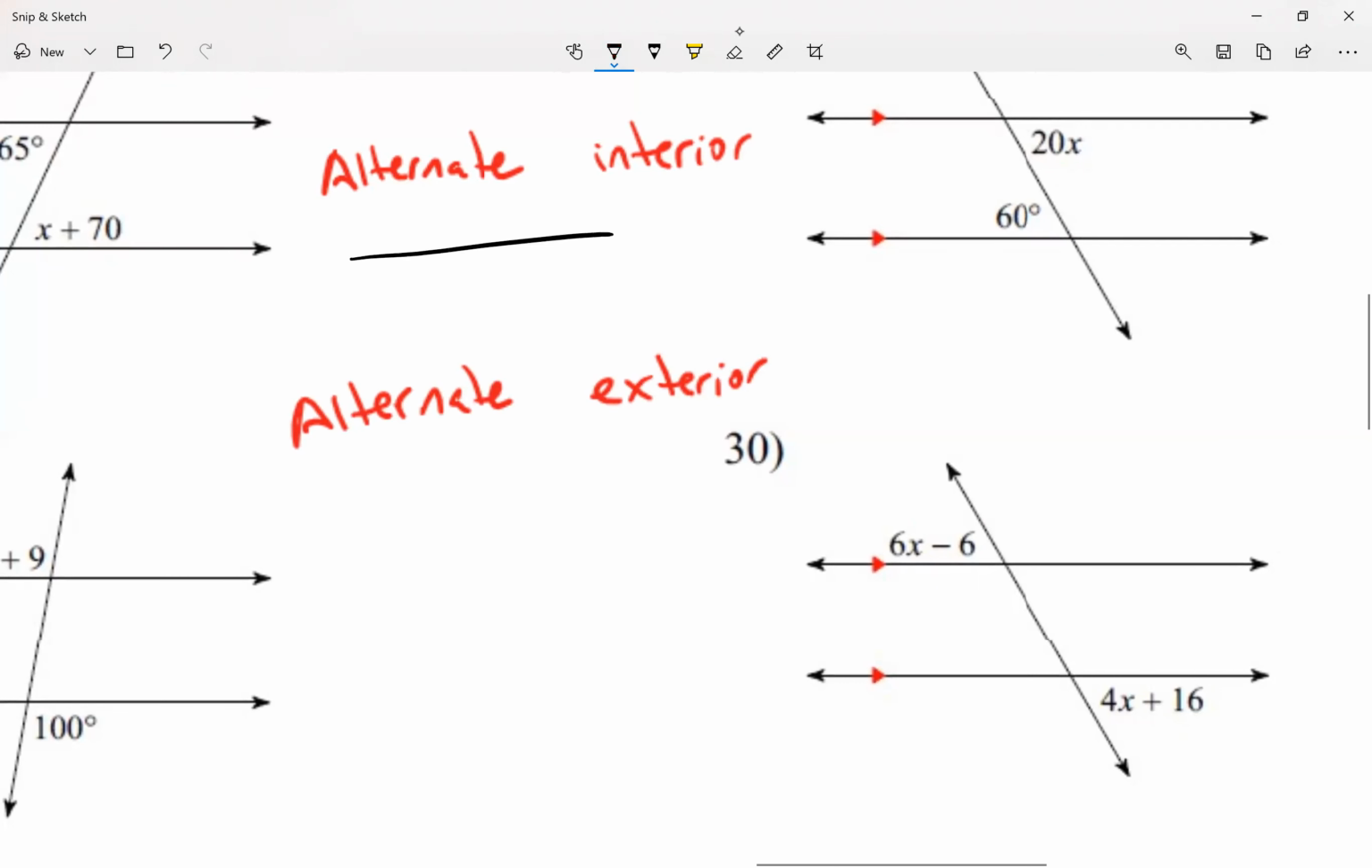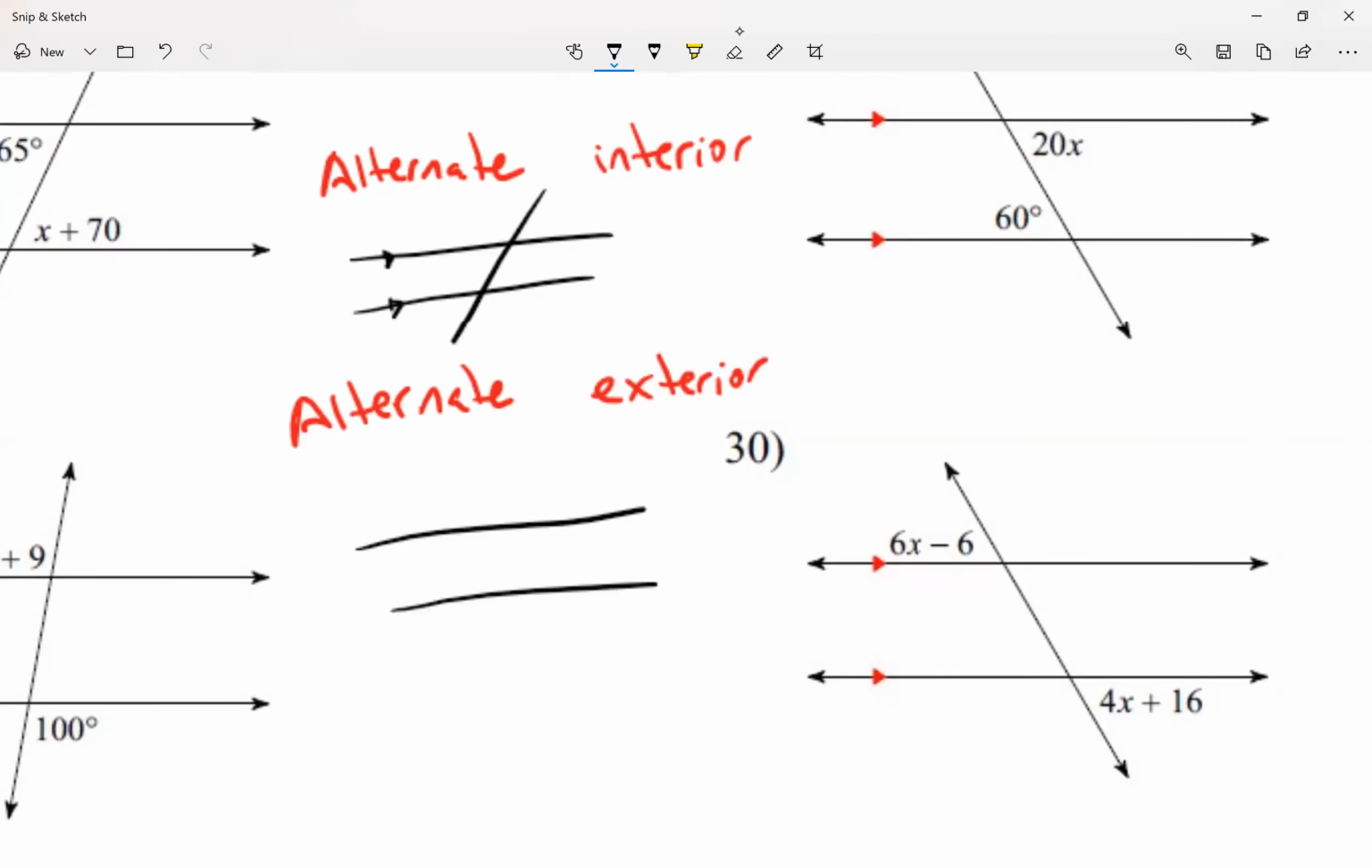So let me draw, let's say those two lines are parallel. I'm going to emphasize they're parallel with my arrows, and they're crossed by another line, which we call the transversal. Now, alternate means that I'm going to be dealing with two angles, one on each side of the transversal. So one on the left side and the other one on the right side. That's what alternate means. Interior means in between the parallel lines. Exterior means not in between the parallel lines.